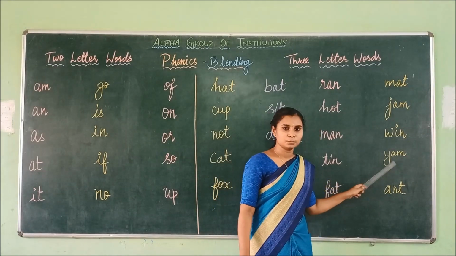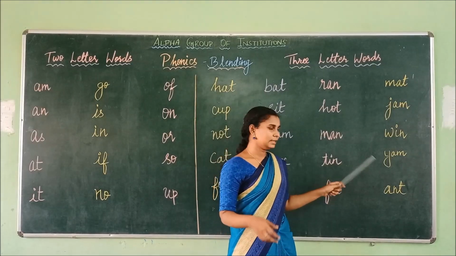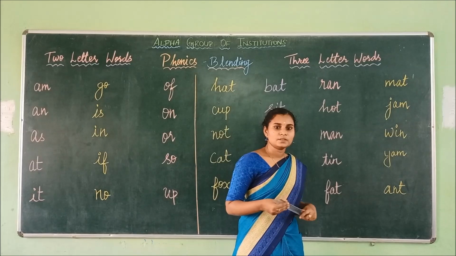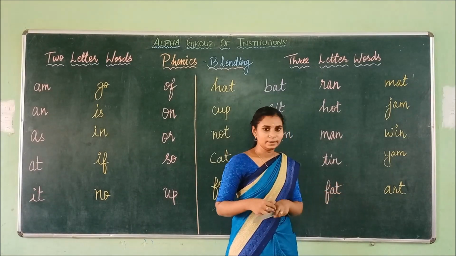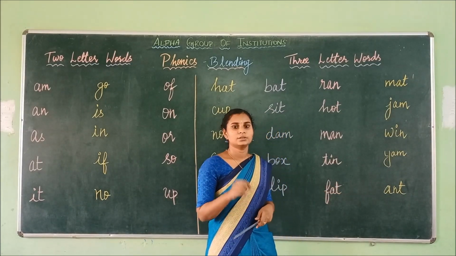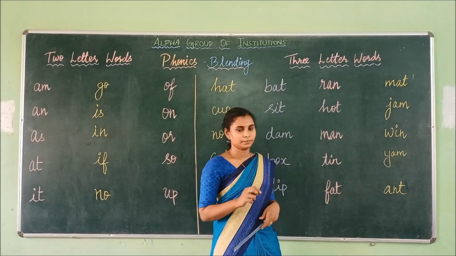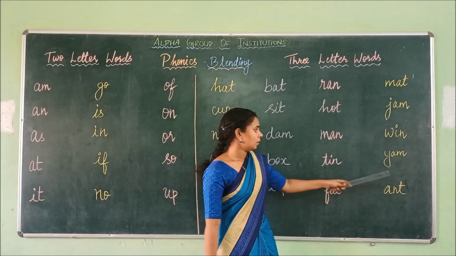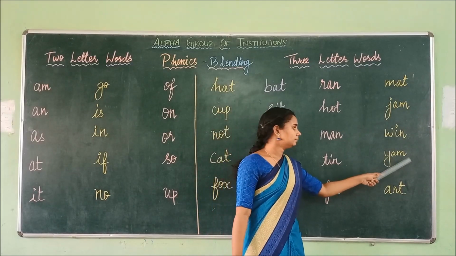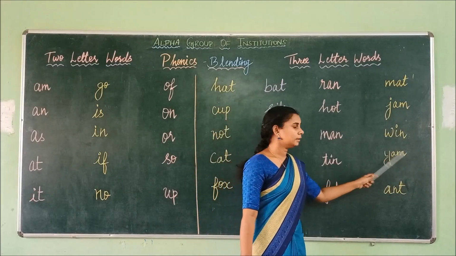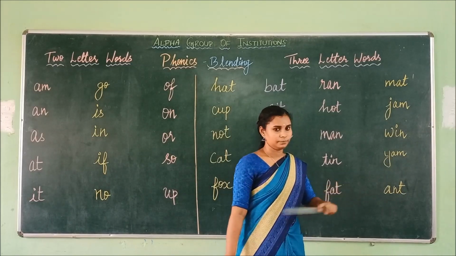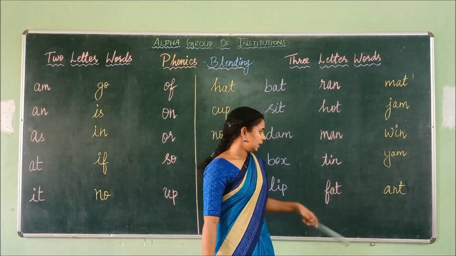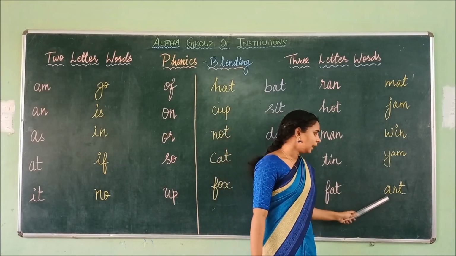Next, Y, A, M. This is how you read this word with the letters. And now we're going to see how to read it with the sounds. So, how do you pronounce this letter Y? It should be pronounced as Y. Y sounds Y. Y, A, M, yam. Very good.